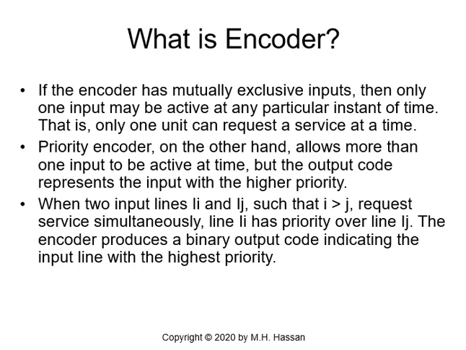For instance, in a priority encoder, when two input lines Ii and Ij, such that i is greater than j, request service at the same time, line Ii has priority over line Ij. So the encoder produces a binary output indicating the input line with the highest priority. That is, the line with the highest priority, Ii, will be recognized, and Ij will be ignored.